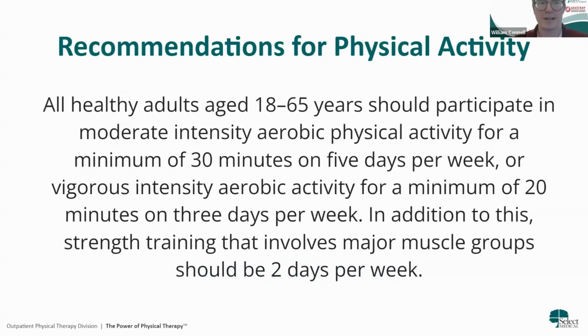Regardless of what you're doing for exercise, the recommendations at this point for physical activity from the American College of Sports Medicine are all healthy adults aged 18 to 65 years old should participate in moderate intensity aerobic physical activity for a minimum of 30 minutes, 5 days a week, or vigorous intensity aerobic activity for a minimum of 20 minutes, 3 days per week. In addition to this, you should be strength training all major muscle groups, and that should be done at least twice a week. So if we take a look back through those slides that we just talked about, they'll give you some great examples for meeting all of these physical activity recommendations that the American College of Sports Medicine set forth for us.